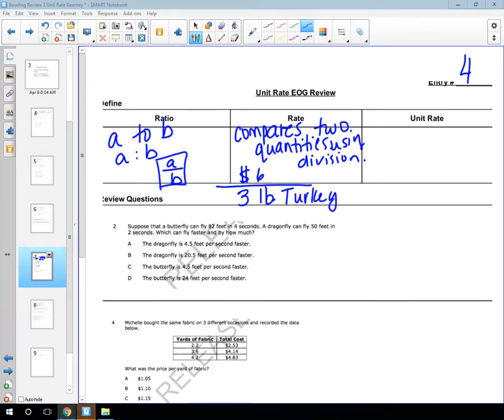Okay, so a ratio compares 2 things. A rate compares 2 different quantities using division. Now let's take a rate a little bit further because there are lots of rates. That $6 per 3 pounds of turkey is a rate because it's comparing 2 things. But a unit rate is a rate that actually talks about comparing things and figuring out how much per one item. So the keyword unit meaning one. Okay, so how much per one item? And you need a 1 in the denominator.